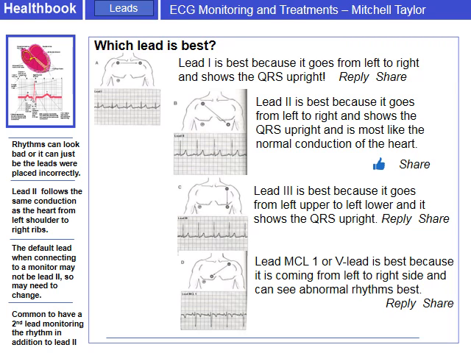Well, rhythms should follow a certain pattern. They should be upright with the QRS in certain leads, and in other leads they should be facing down.